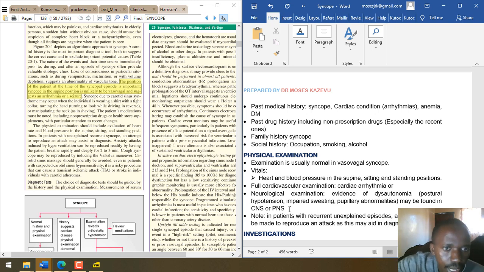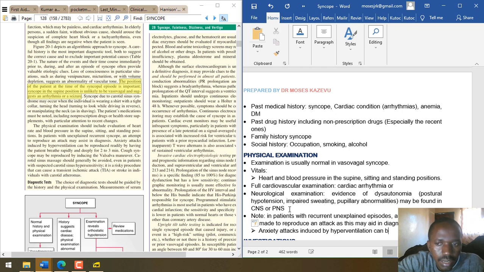Okay, so this is an example of how we can do it. Anxiety attacks induced by hyperventilation can be reproduced readily by having the patient breathe rapidly and deeply for 2 to 3 minutes.